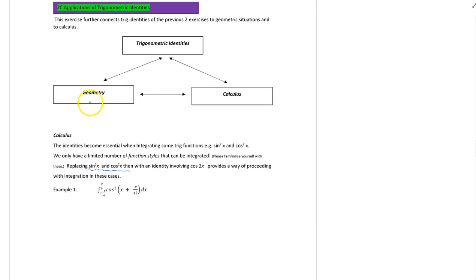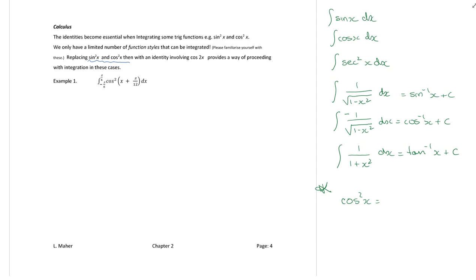The other area is just straight out geometry, and when we say geometry, we just mean you may be given a triangle, and information is given in the triangle, and you have to use that to answer the question as presented. Let's have a look then at this example. So you can see here I've written we only have a limited number of functions, styles, that can actually be integrated. And you can see I've written those up. We know how to integrate sine, we know how to integrate cos, sec squared. We know how to integrate this, which may appear in the geometry style questions. We know how to integrate this and this. So nowhere do we have the integral of cos squared.